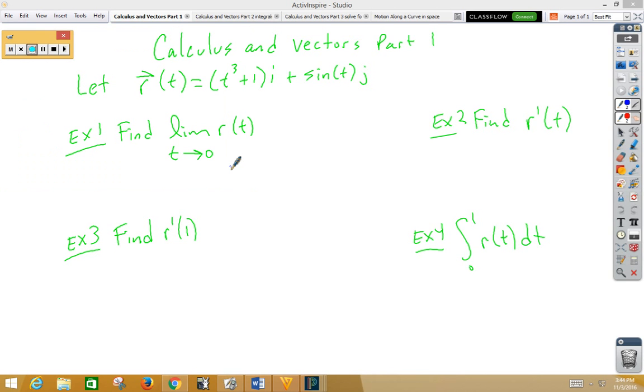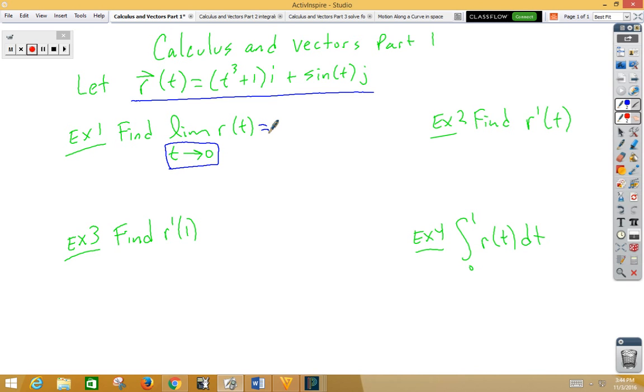In this video, we're doing Calculus and Vectors Part 1, and we're going to start with the vector-valued function r of t is equal to (t cubed plus 1)i plus sine(t)j. And we would like to do limits and derivatives and integrals with this. So remember, when you're finding a limit, the first thing you always try is plugging in. Here we are plugging in a 0.